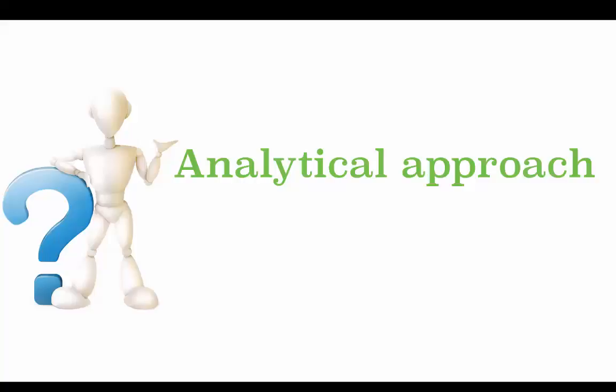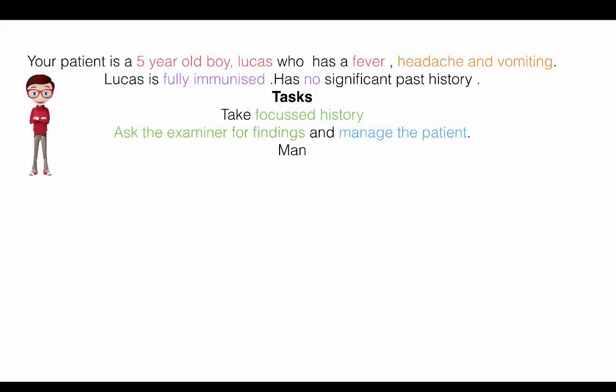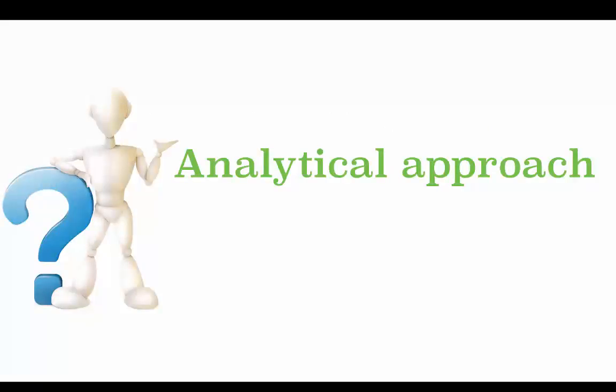So let's take our example. Your patient is a 5-year-old boy, Lucas, who has fever, headache and vomiting. Lucas is fully immunized. He has no significant past history. I usually use this analytical approach whenever I look at the rest of the information that is given in the scenario. In this particular scenario, the additional information is that Lucas is fully immunized and he has no significant past history. So this is when I usually use my analytical approach.